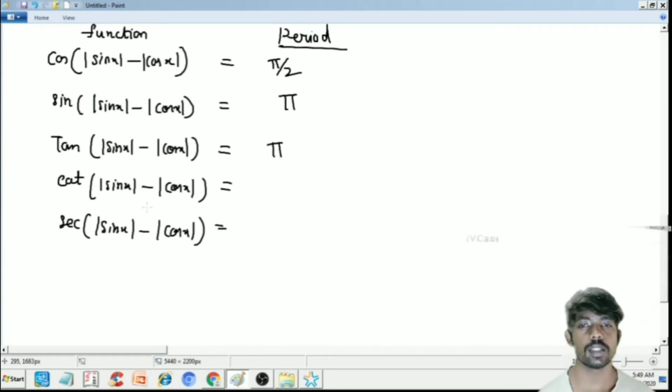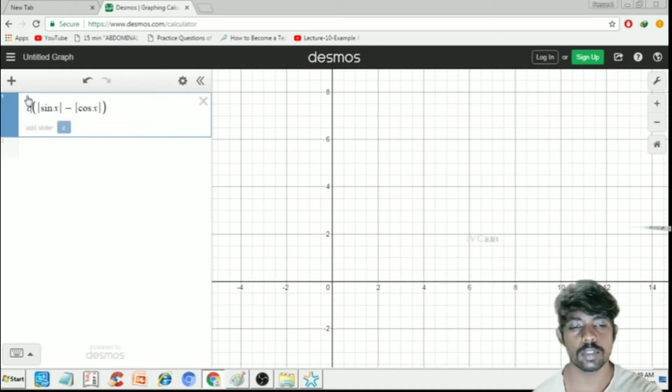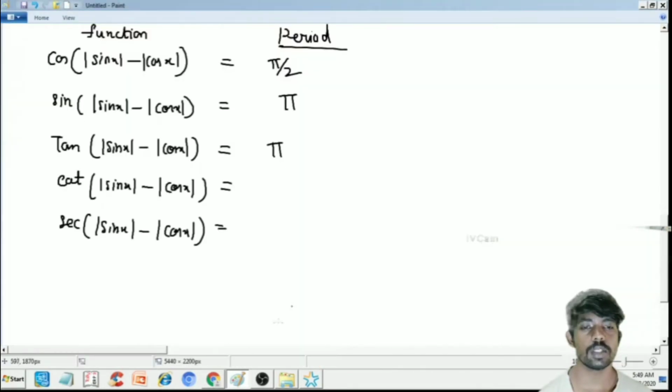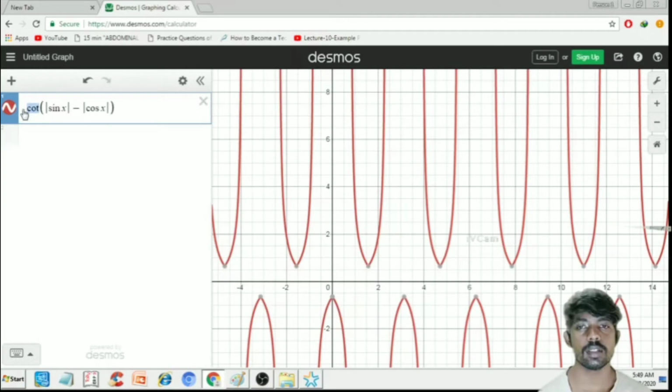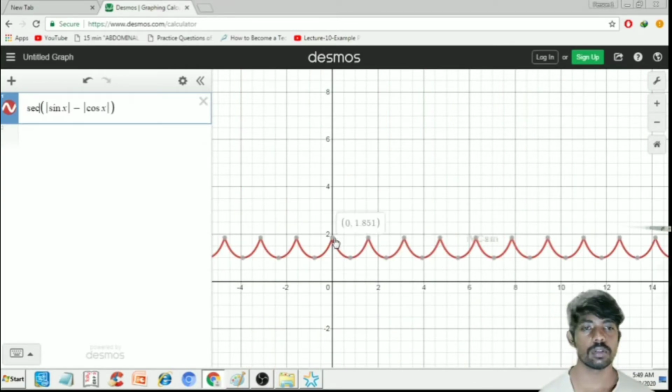Next, cot is also the same. It seems to be. Just a minute, let me see. From minus pi by 2 to pi by 2, hence plus pi. Hence we can write it as pi. Next, secant. The period of secant is pi by 2.